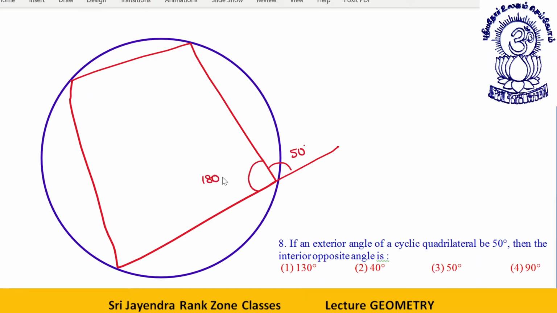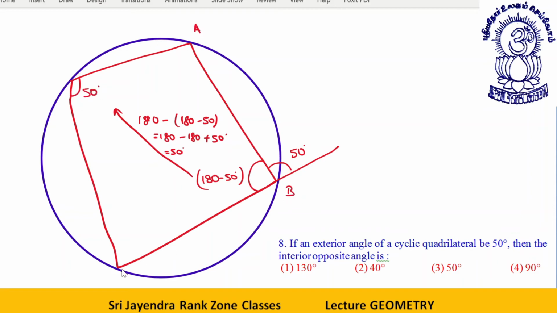This angle will be, by the property of linear pair, 180 minus 50 degrees. Whatever this angle is, dear students, this is 180 minus 50 degrees. Now, what will this angle be? This angle will be 180 minus (180 minus 50) degrees. So it will come out to be 180 minus 180 plus 50 degrees. So this will come out to be 50 degrees. This is A, B, C, D. This angle is 50 degrees directly.